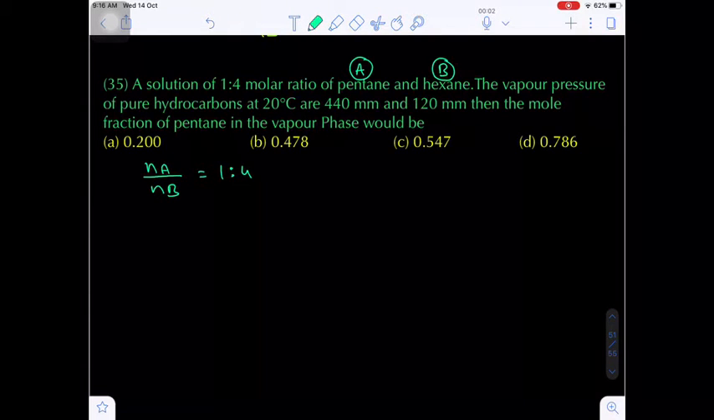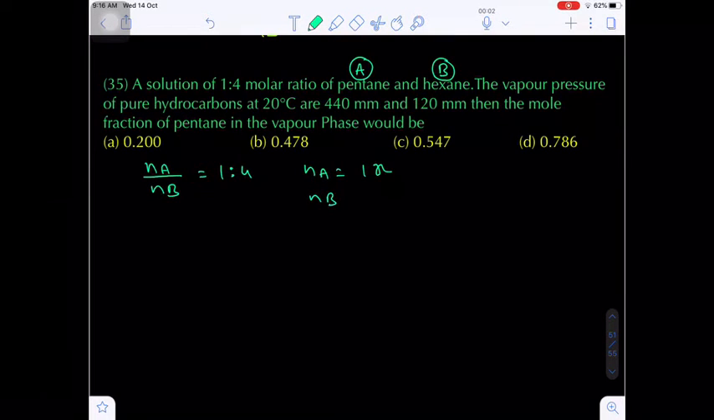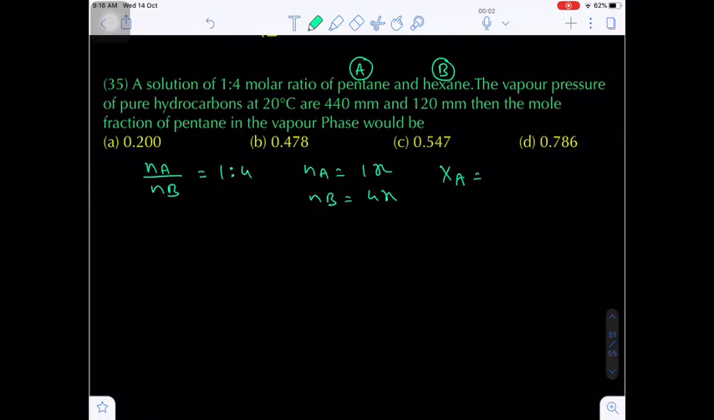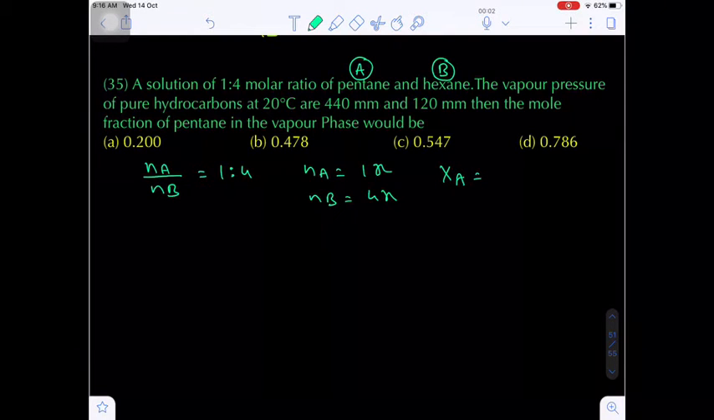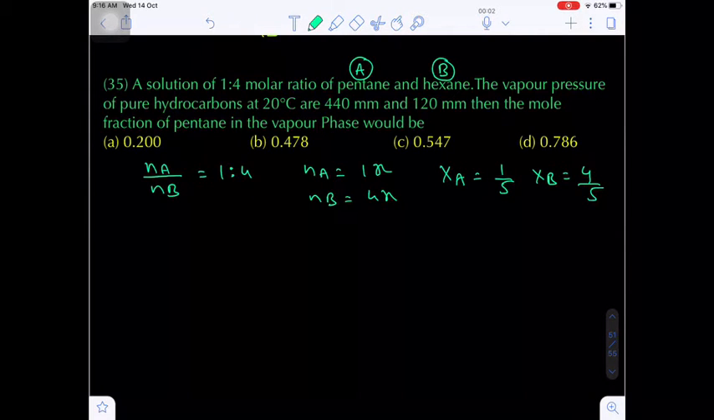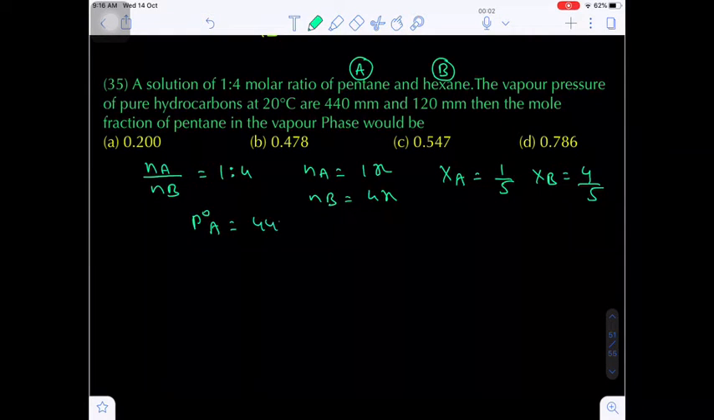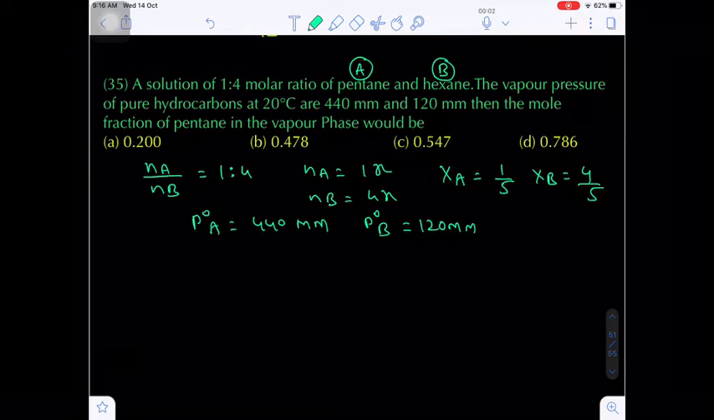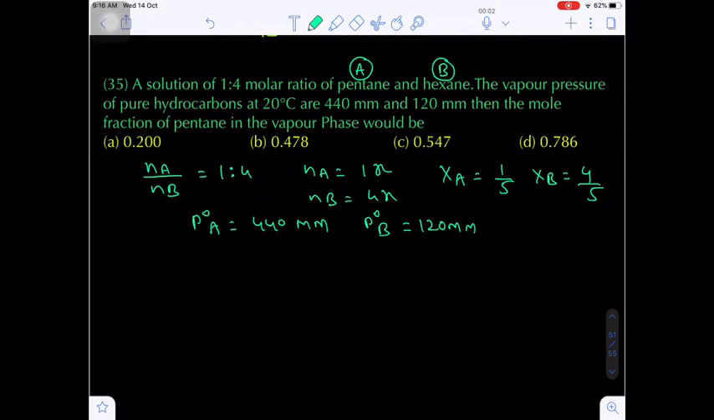Otherwise I am writing it like this. The number of moles of component A, let's suppose, is 1x, and the number of moles of component B will be 4x. Now the mole fraction of component A will be 1x by 1x plus 4x, that is 5x, so 1 upon 5, and component B will be 4 upon 5. This is the mole fraction. Okay, and the vapor pressure of pure component A is given as 440 mm, and the vapor pressure of pure component B, that is hexane, is given as 120 mm. Then find the mole fraction of pentane in the vapor phase.